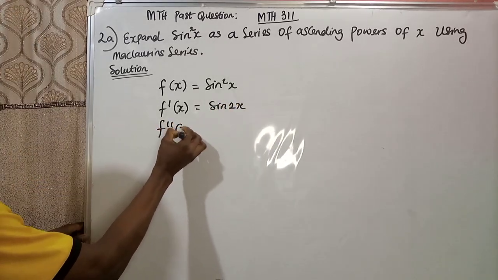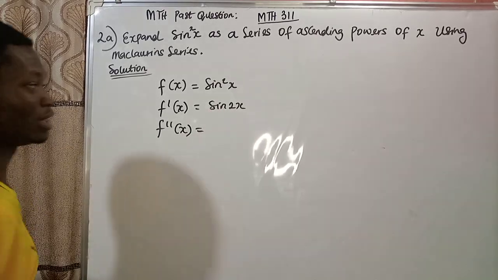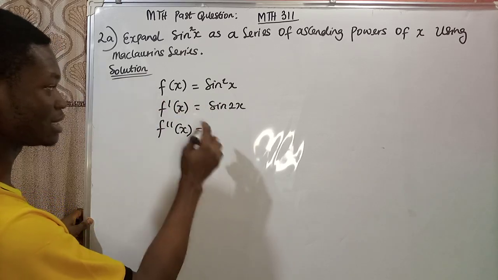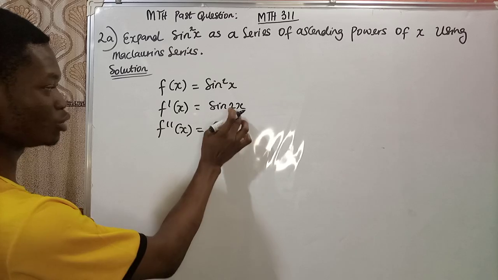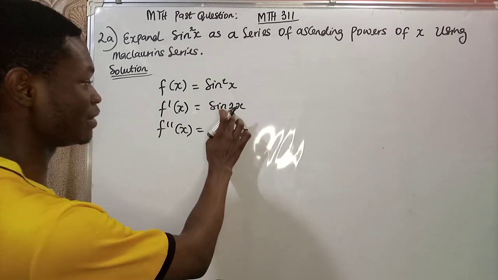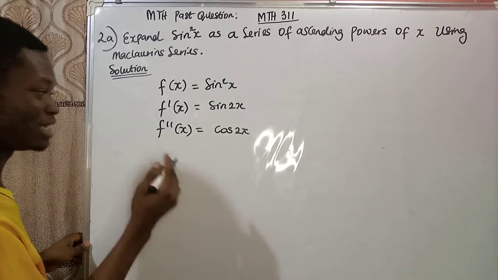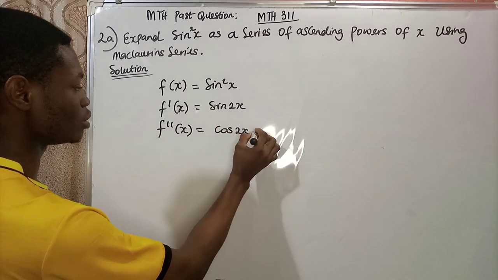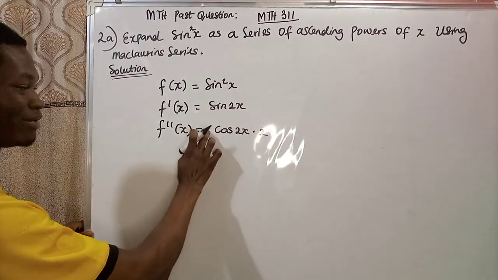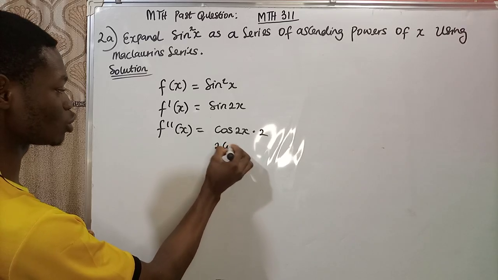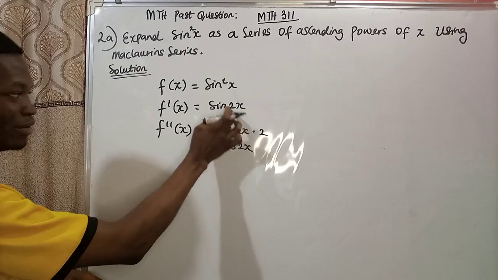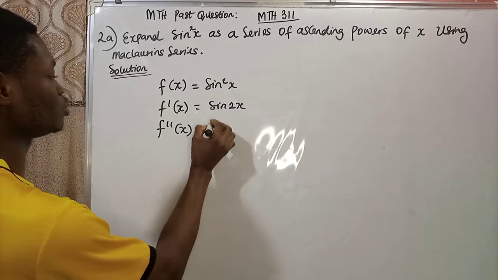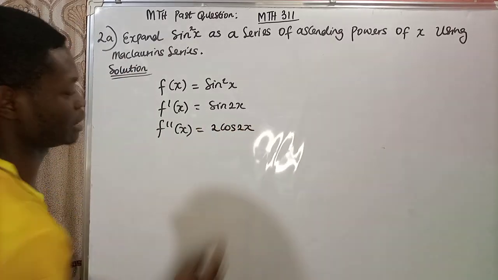So f double prime of x is equal to, let's differentiate this one again. Using our function of a function, you differentiate this one; differentiating sine is cos. You keep this one constant, cos 2x. Differentiate this 2x, if you differentiate it, you get 2. So that 2 will multiply the invisible 1 here. It will be 2 cos 2x. So that's the derivative of sin 2x. So let's write it: 2 cos 2x.